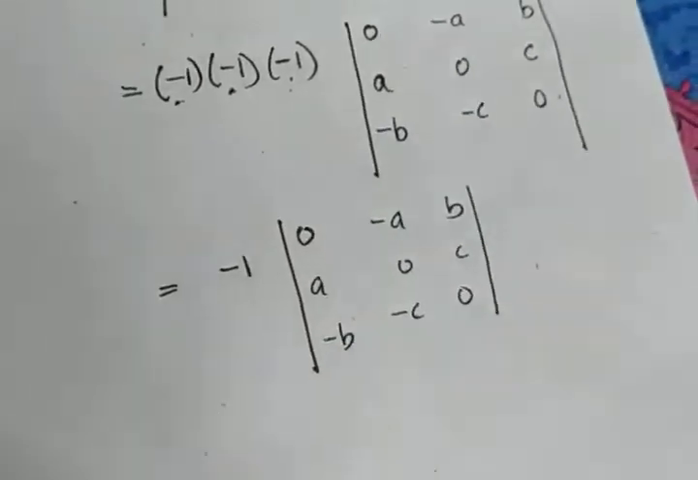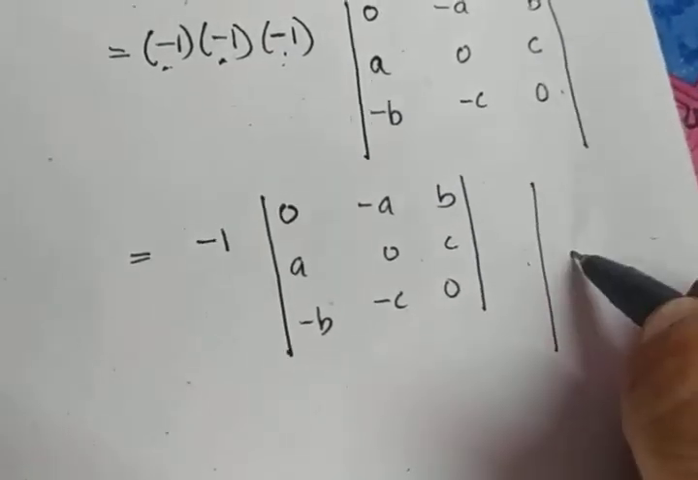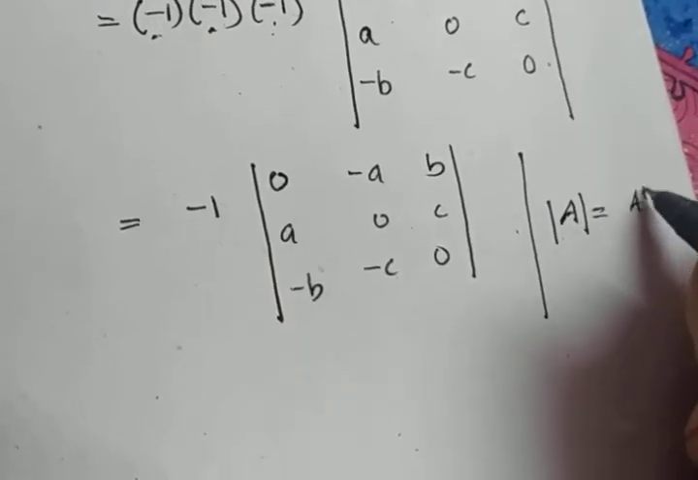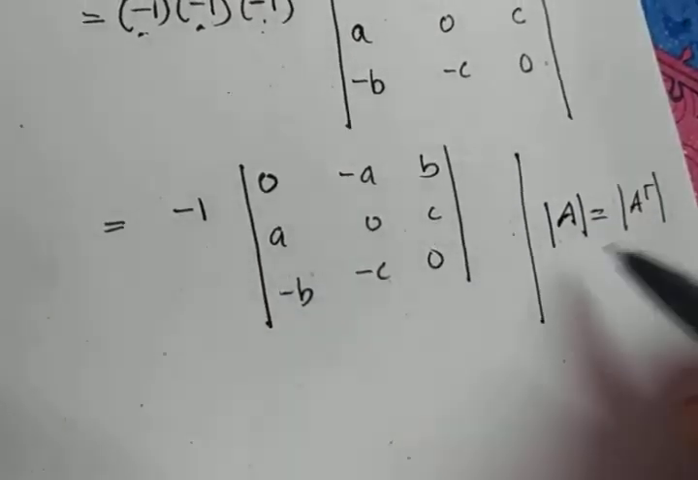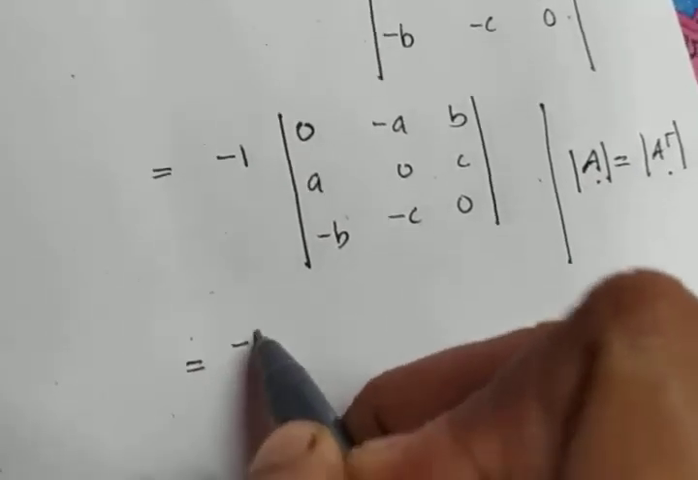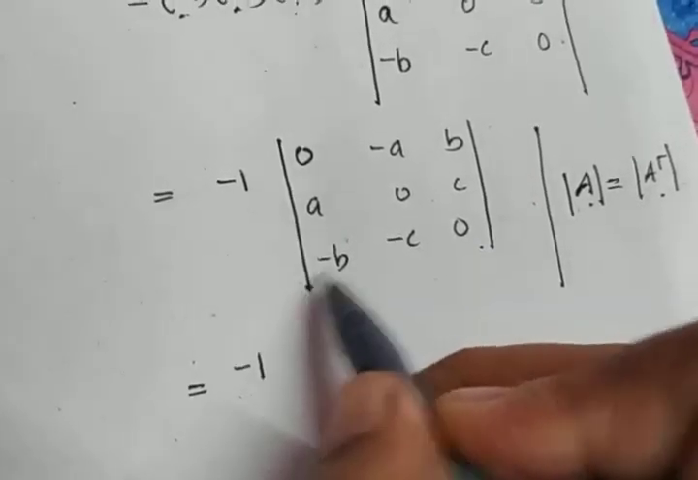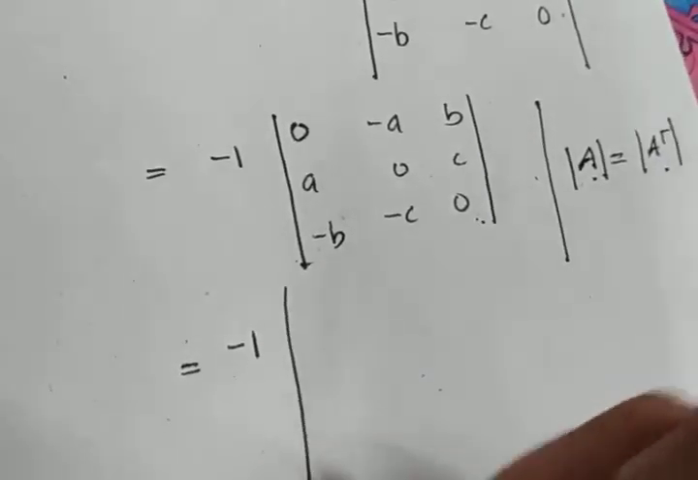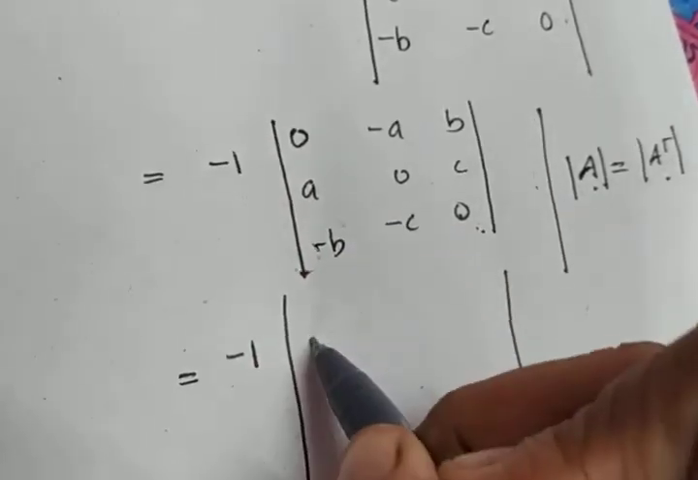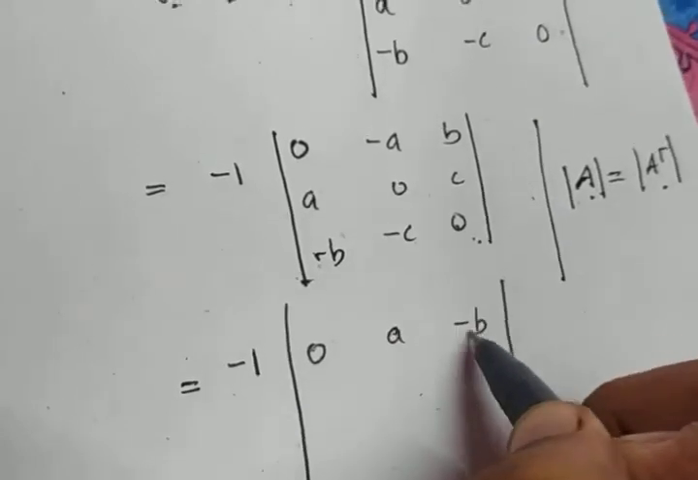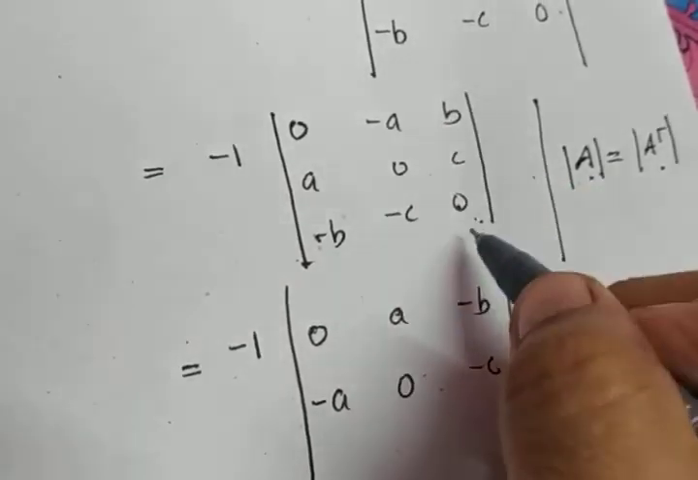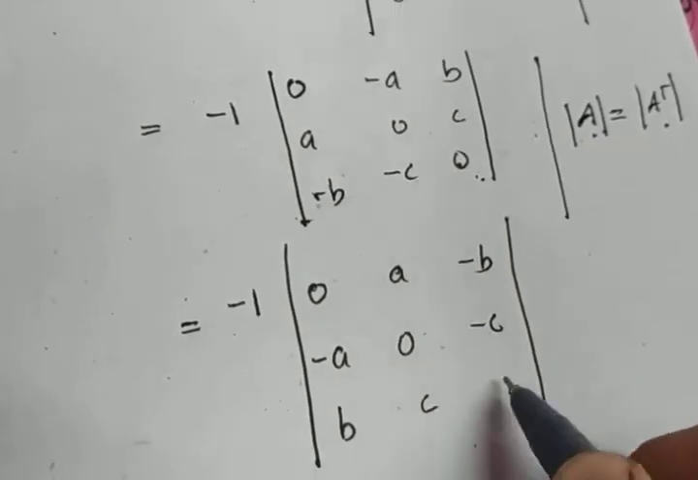Now we are going to apply a property. We have a property stating that if the determinant of A is det A, its transpose also gives the same determinant value. The determinant of A and its transpose remains the same. So what I am going to do is take the transpose of the matrix whose determinant has to be calculated. In this step, I am going to take the transpose. So the first column becomes the first row, so 0, a, minus b. The second column becomes the second row, minus a, 0, minus c. And the third column becomes the third row, b, c, 0.